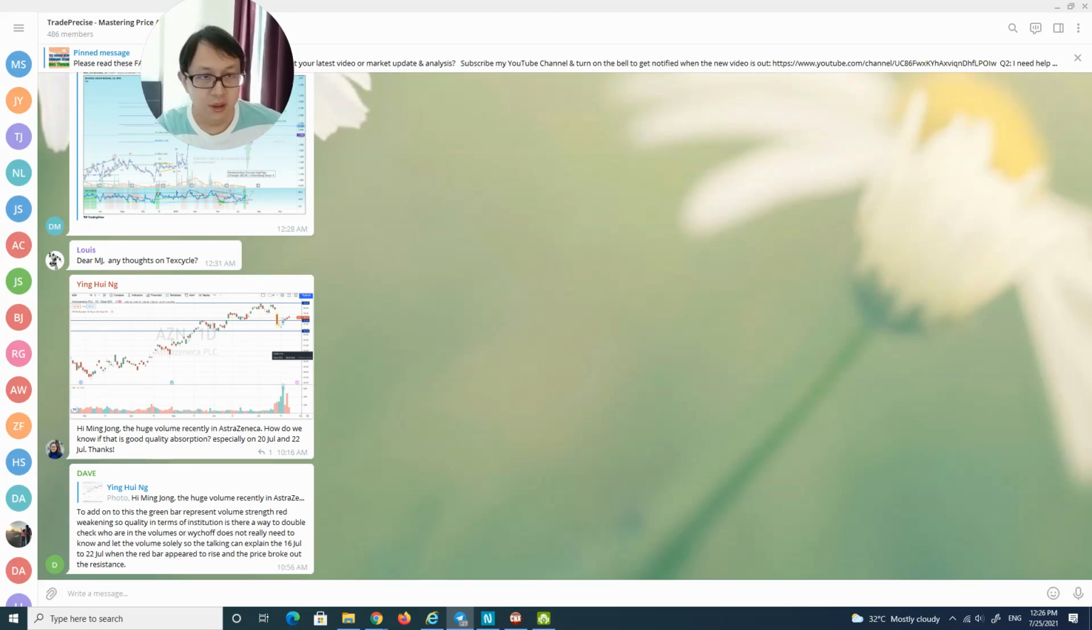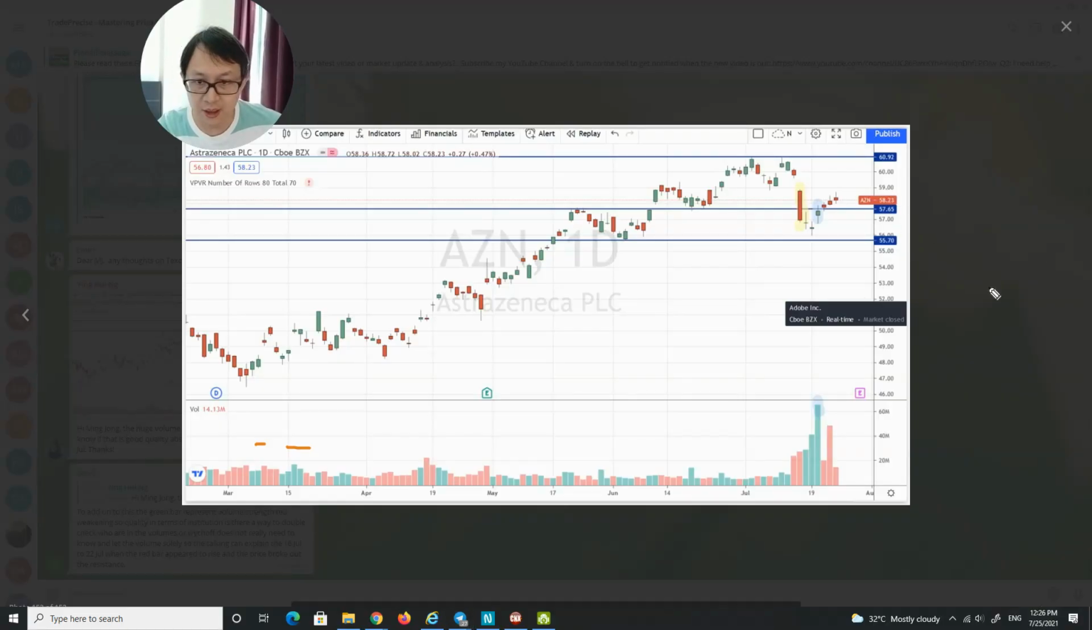All right, so I think this last question comes from Ying Hui. Hi Ming Jong, the huge volume recently in AstraZeneca. How do we know that it's a good quality absorption, especially on 20 and 22nd July? All right, sure. Let's look at the chart first. So you have already highlighted 20, 22nd. I think it should be this one. So that would be the one. 22nd. Can't really confirm that.